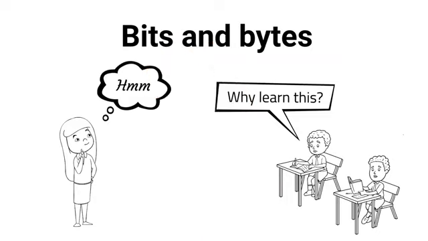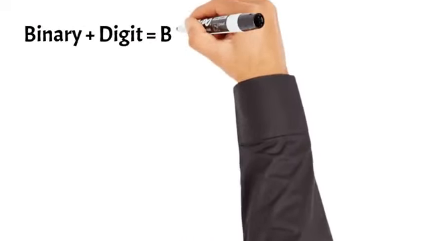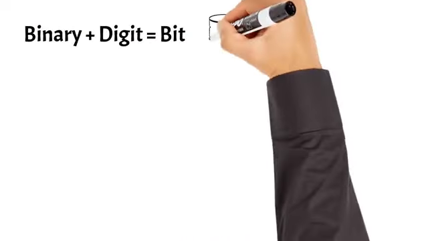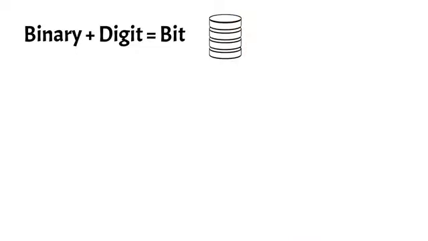A bit is the fundamental unit of information in computing, derived from the blending of the words binary digit. It represents the smallest possible amount of data capable of holding one of two values, either a 0 or a 1. In our previous video, we explained the basics of binary. We recommend watching that video if you haven't already, as it will help you better understand bits and bytes. We'll put that video in the description.